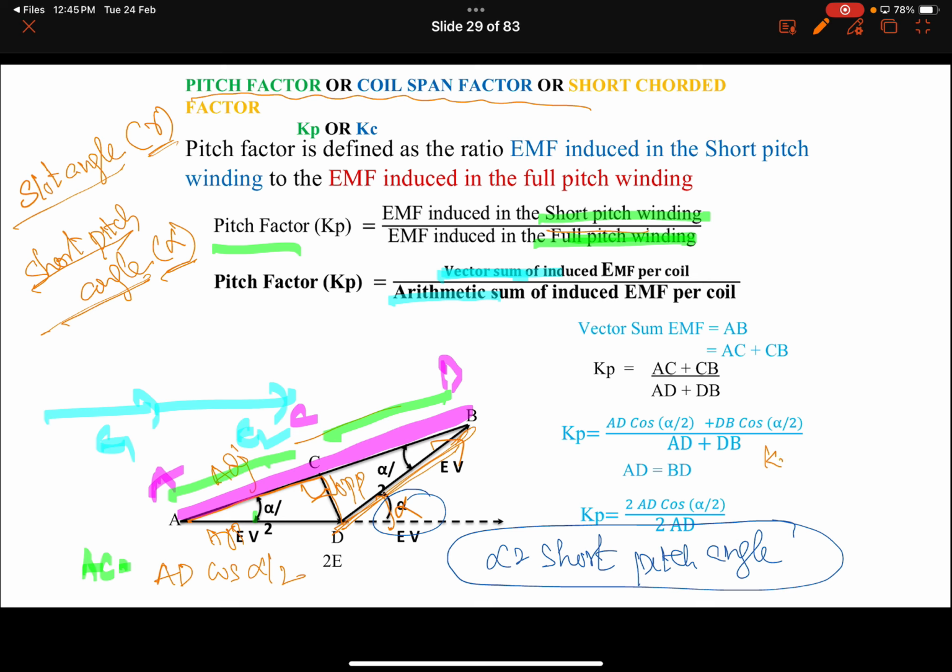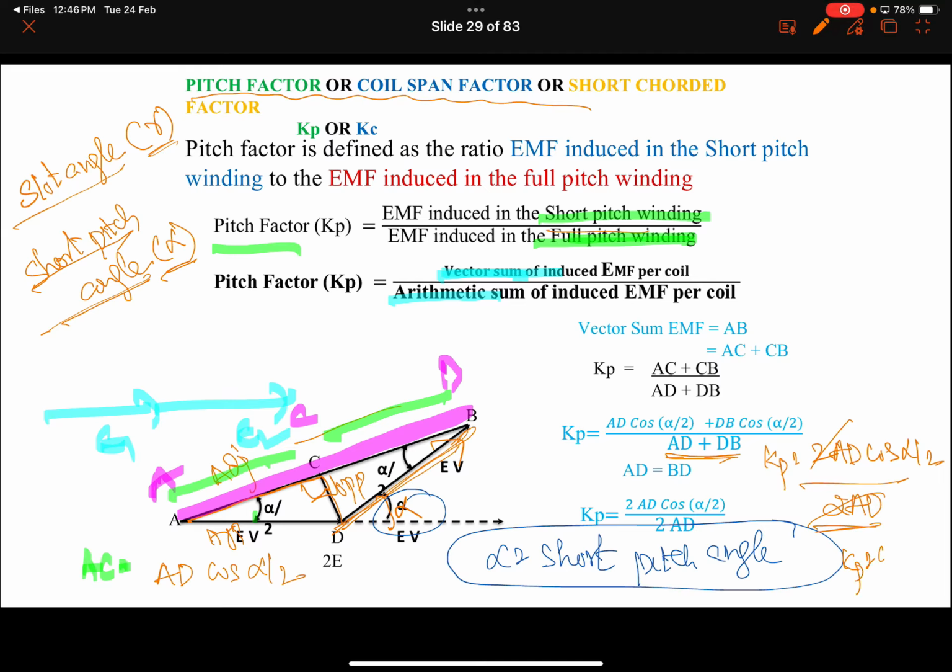So you can write here Kp equal to 2 into AD into cos alpha by 2, by 2 into AD. Why in the denominator directly? Why am I adding directly here? Because it is an arithmetic sum. All the voltages are of the same magnitude. So directly E1 plus E2, which is equal to E, is added here. You can get this clear data in the PDF, in an easier manner. So 2AD and 2AD get cancelled.